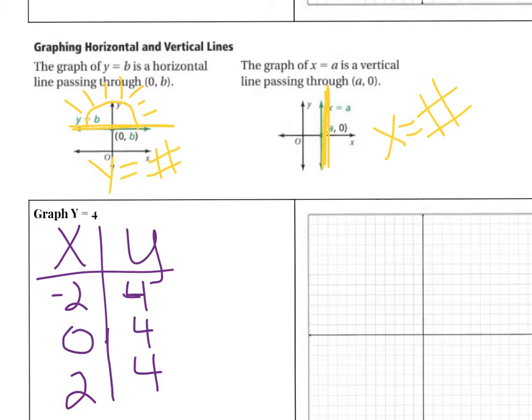So if I graph that, I'll go -2, 4, and I'll put a dot. Not really in the right spot. Okay, and then 0, 4, and then 2, 4. And as you see, it's all right there on the line, and that is our horizontal line.